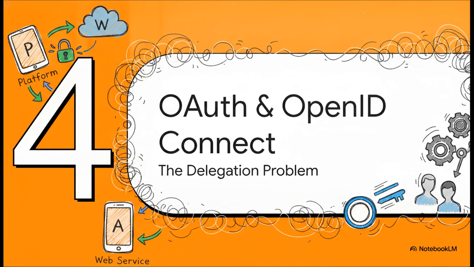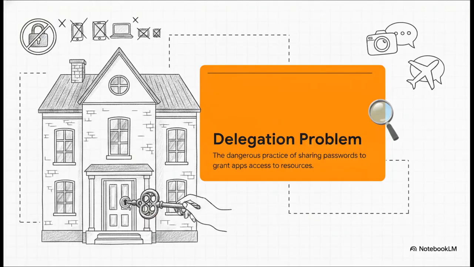All right, let's jump to section 4, OAuth and OpenID Connect. This is how we solved the internet's delegation problem. Before OAuth, if a new travel app wanted to scan your emails for flight tickets, you had to hand over your actual raw email password. I mean, that is literally the equivalent of giving away the master key to your entire house just so someone can check your mailbox. It sounds completely insane today, but this was known as the delegation problem.